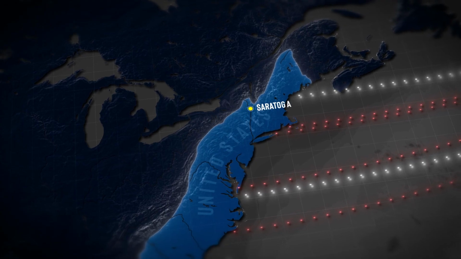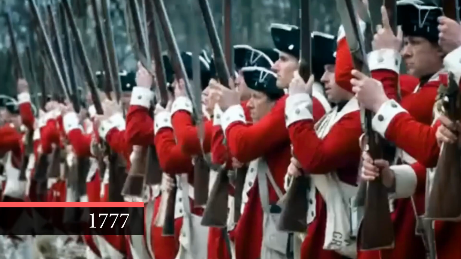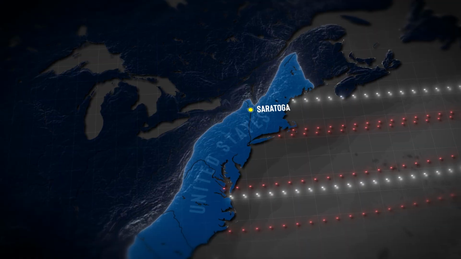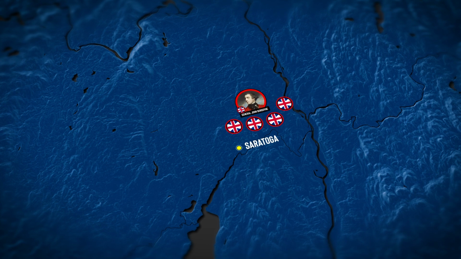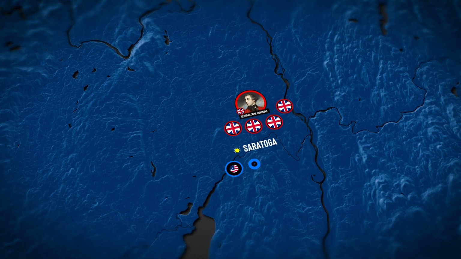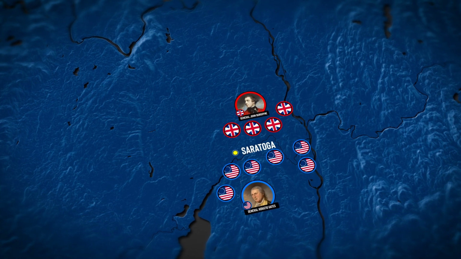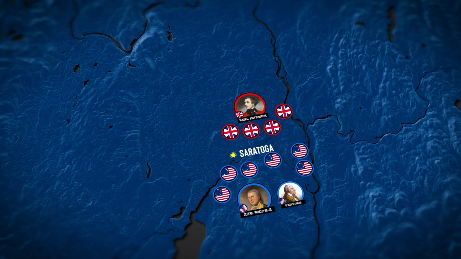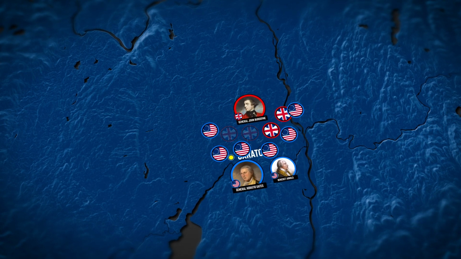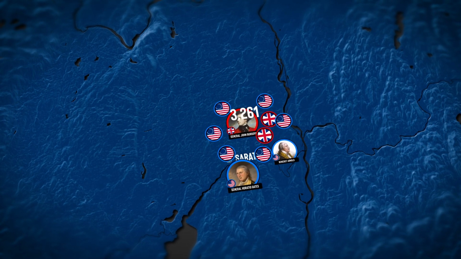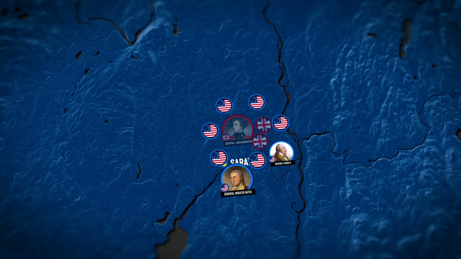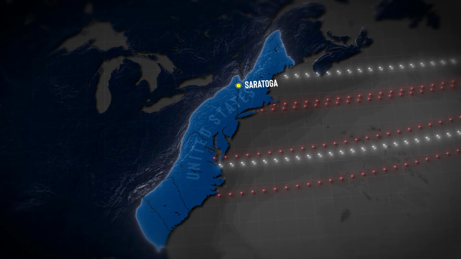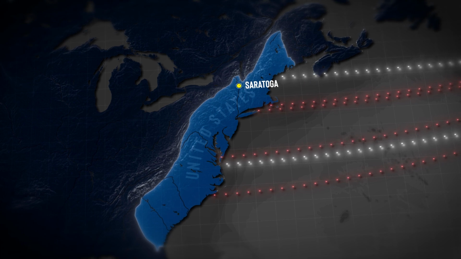The Battle of Saratoga in 1777 wasn't just a military victory, it was a diplomatic game-changer. British General John Burgoyne's attempt to divide the colonies failed when American forces, led by General Horatio Gates and Benedict Arnold, secured a decisive victory. Burgoyne's surrender of over 5,000 troops marked the first major defeat for the British Army and shifted the momentum of the war. This victory had immediate diplomatic consequences.